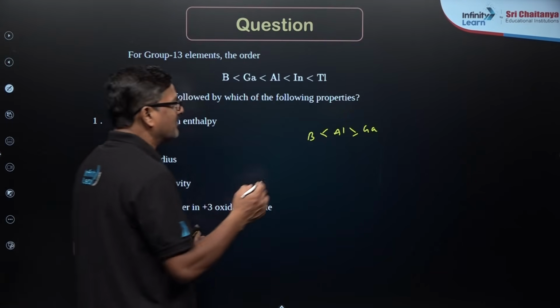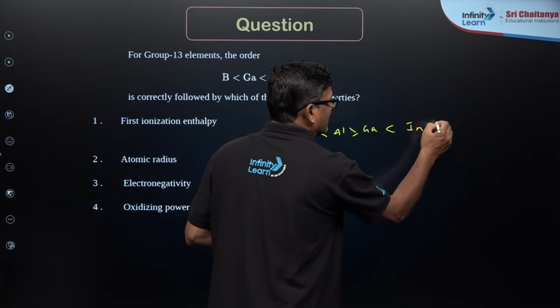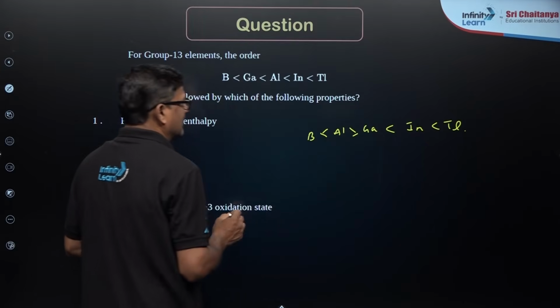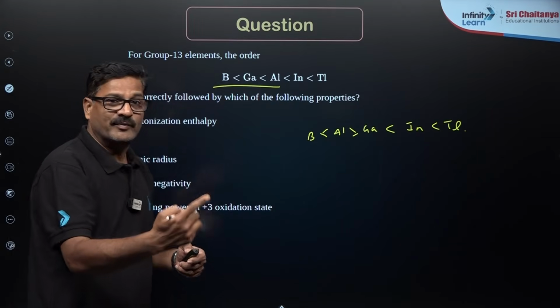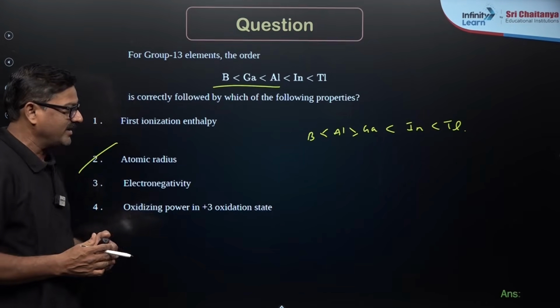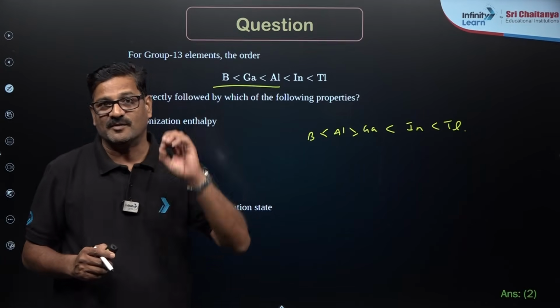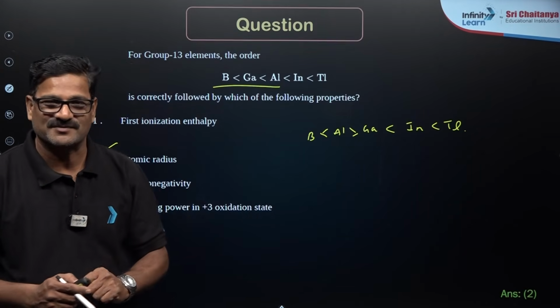Then you can say indium and thallium. So I would like to say boron is less than gallium, which is less than aluminum in the atomic radius order according to the NCERT. Option 2 is going to be the correct answer for this question.